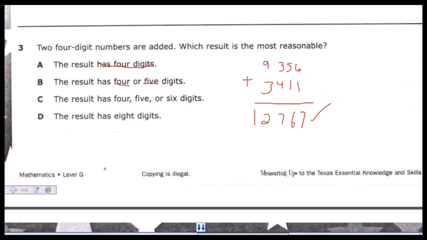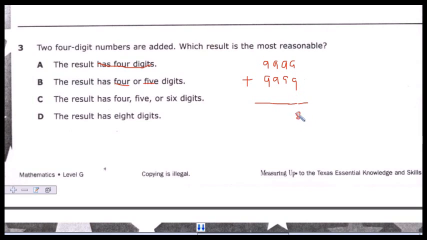Now could it be 6? The only way it could be 6 is if we can get this number to give me more than 2 digits. And the biggest number that I can get with 4 digits would be 9999, right? So let's see, 9,999 plus another 4 digit number, which is 9,999. If I add all these 9s together, let's see what I would get, because this would be the biggest number I could get. And if I get 6 digits, then my answer is C. If I cannot get 6 digits, then my answer is just B.